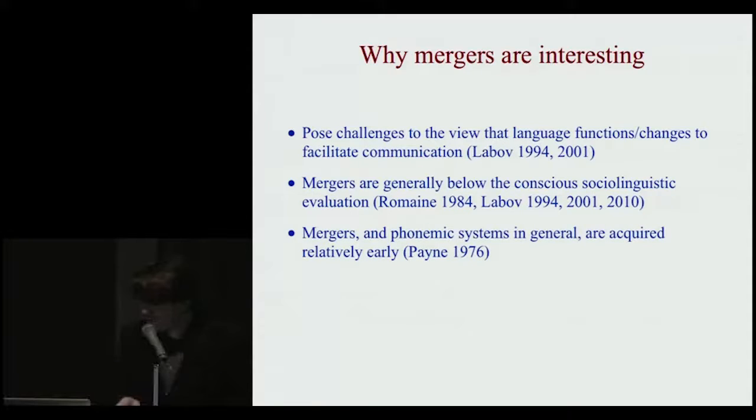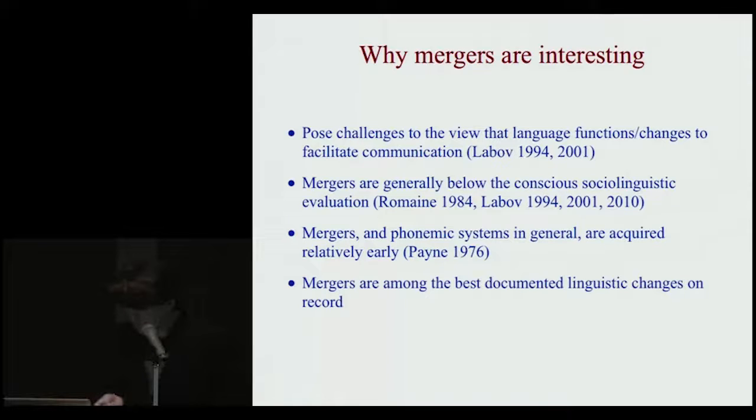Mergers in phonemic systems generally happen quite early. This is a study, again, in Labov's work and an extension of his work, showing that if you don't move to an area by the age of 6 or 7, you have no chance of picking up the really deep regional features of the phonemic system. And as I said, mergers are among the best documented changes on record. Reversals of mergers are extremely rare, if they ever happen at all.